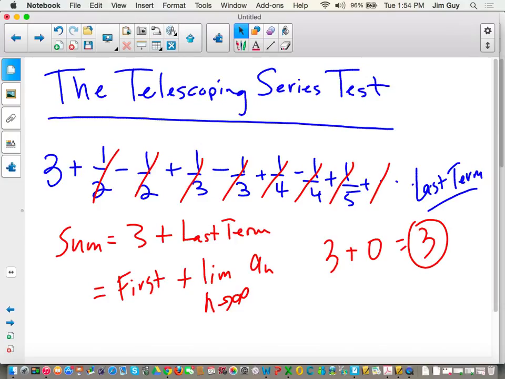The limit of all this stuff as it approaches infinity, those terms are approaching 0. That's why we know all this, regardless of where it ends, it's going to 0. And that's where it's going to work out.